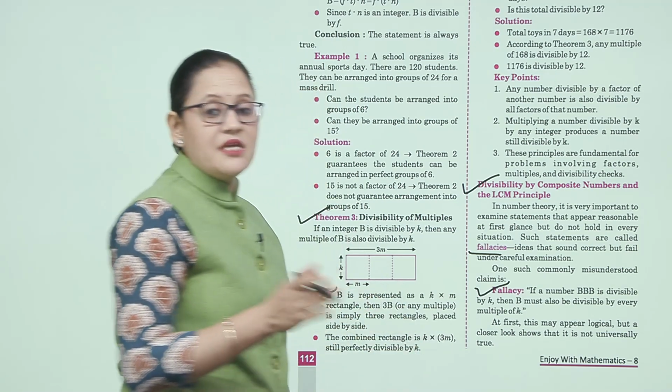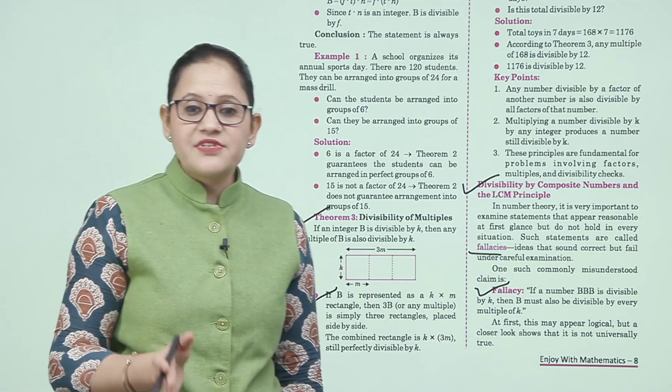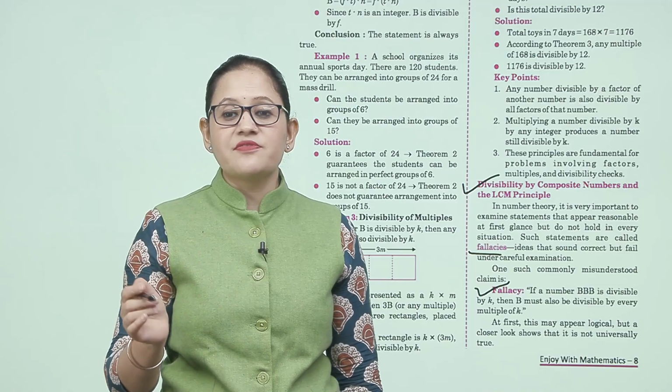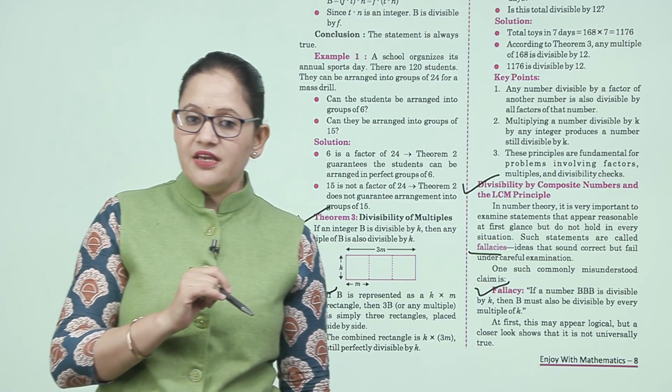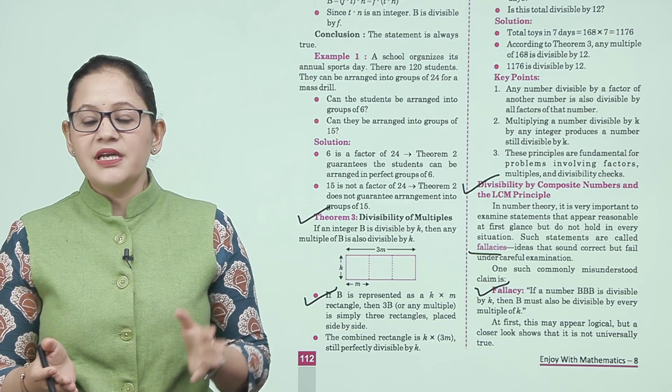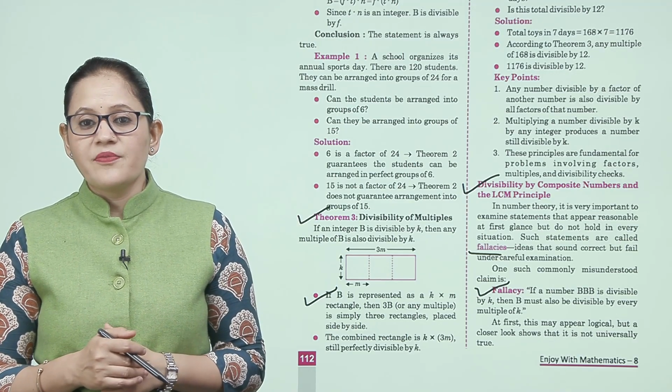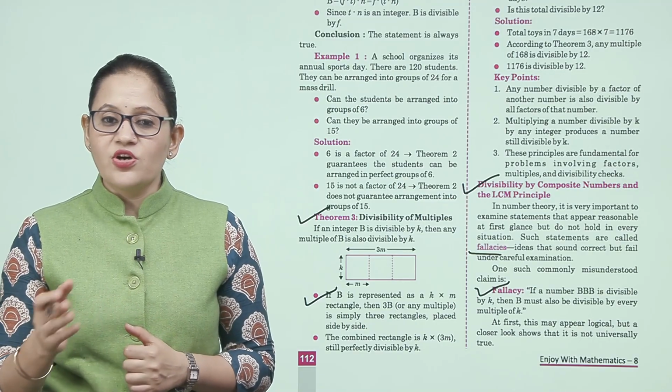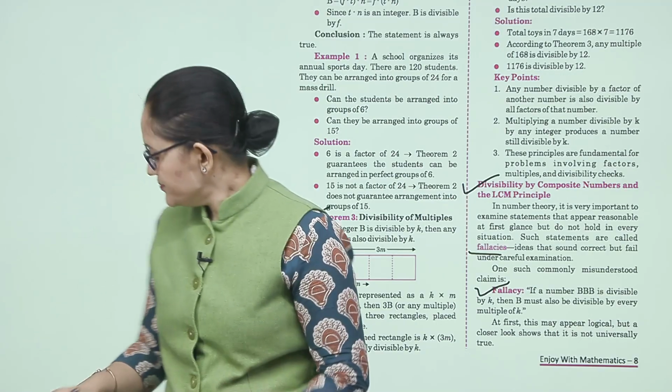If the number b is divisible by k, then b must also be divisible by every multiple of k. At first, this may appear logical, but on closer look, it shows that it is not universally true.